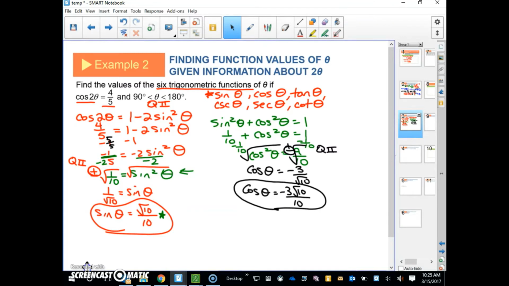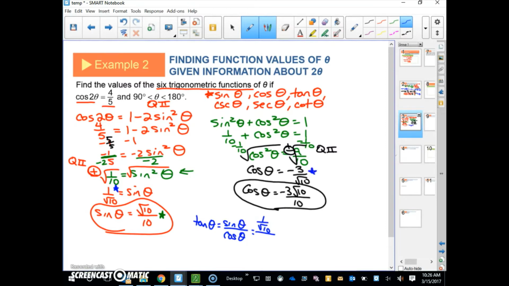Tangent theta, again, I've got options, but I think the easiest way to find tangent theta is sine over cosine. So I might do sine theta over cosine theta, and we're going to divide our sine theta value by our cosine theta value. Here's a hint. The unrationalized version has the smallest numbers, and it's going to be easiest to work with. So I'd probably go back to my unrationalized value for sine, 1 over square root of 10. And my unrationalized value for cosine was negative 3 over square root of 10.